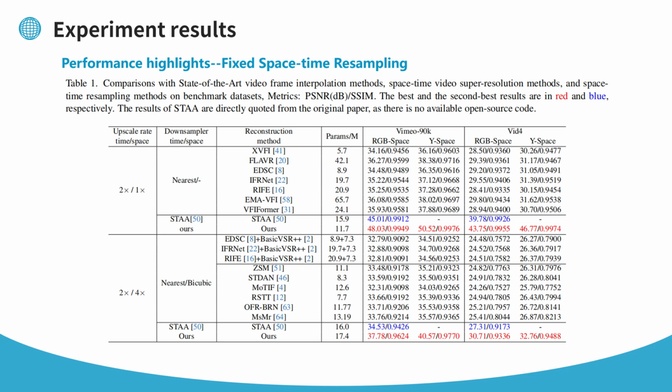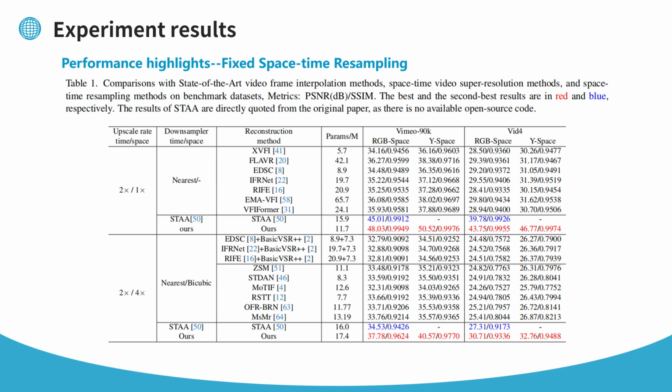This table presents the quantitative comparisons for fixed space-time resampling tasks. For the time 2 times space 1 times scenario, our method significantly outperforms state-of-the-art video frame interpolation methods and the joint resampling method STAA on both Vimeo 90K and Vid4 datasets in both RGB and Y-space metrics. For instance, on Vimeo 90K Y-space, our method achieves notable improvement over others.